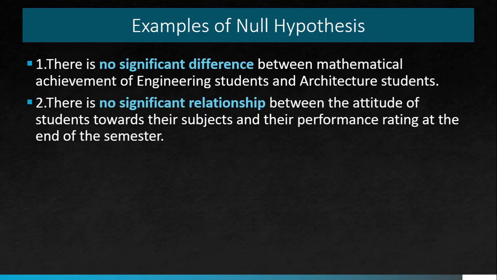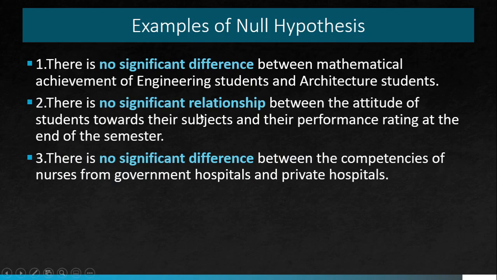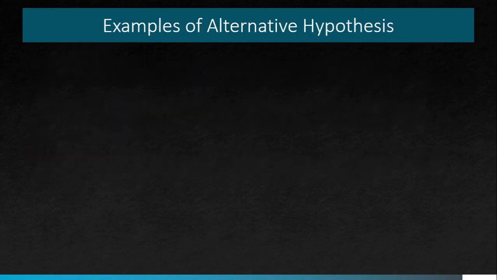Okay, so another example. Here, there's no significant relationship between attitude of students towards their subject and their performance. And then another one, there's no significant difference between the competencies of nurses from public and private hospitals. Okay, so these are examples of null hypothesis. And let's now try to look at the examples of alternative hypothesis.